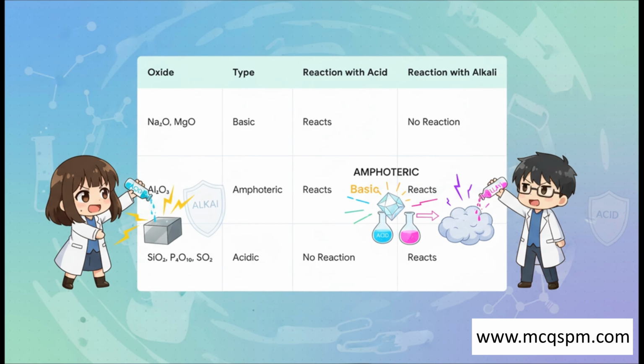On the left, you've got your metal oxides, and they're basic. They react with acids. Then, way over on the right, you have the non-metal oxides, which are acidic. They react with alkalis. And sitting right there in the middle, you've got our special one, aluminum oxide. It's amphoteric, which means it plays both sides. It reacts with both acids and alkalis.